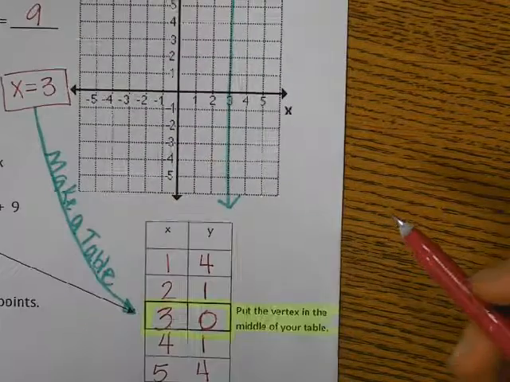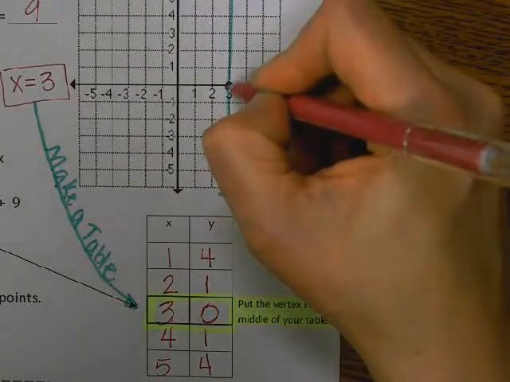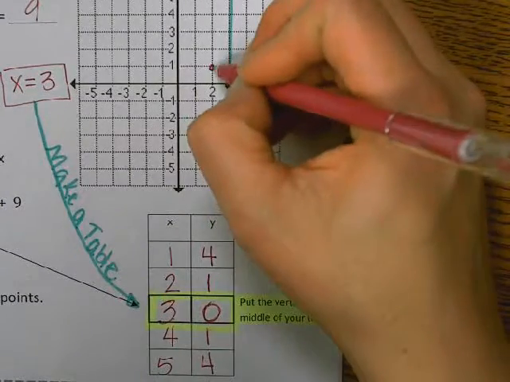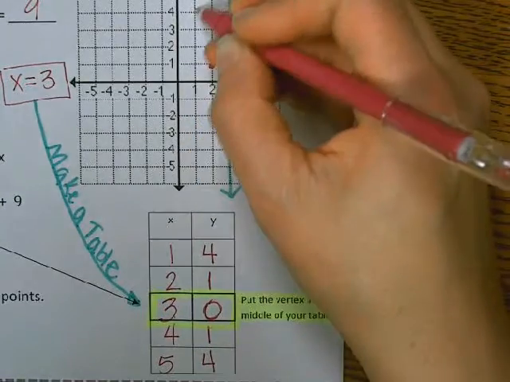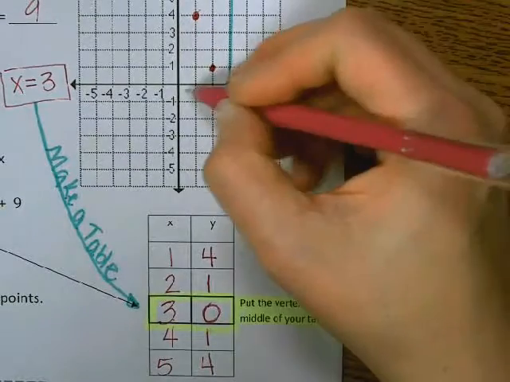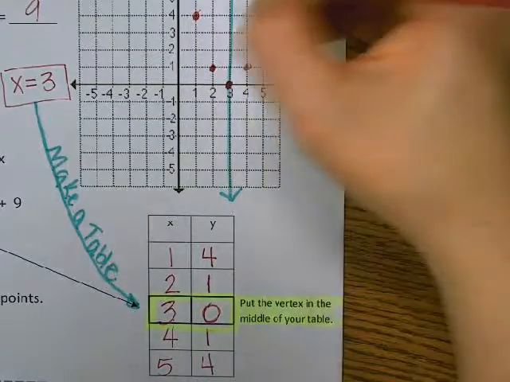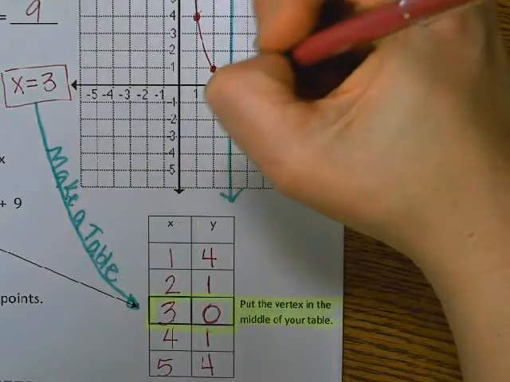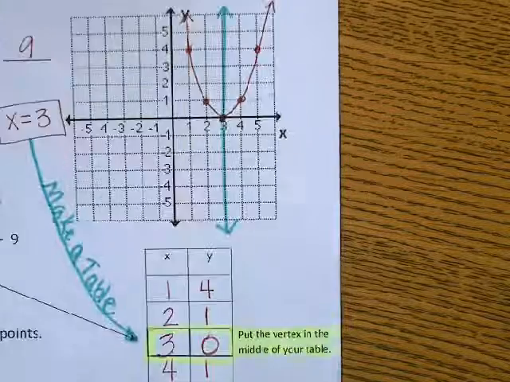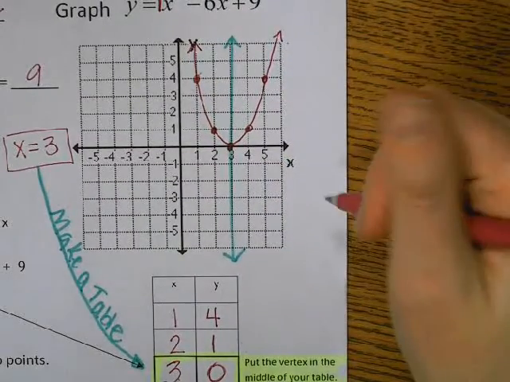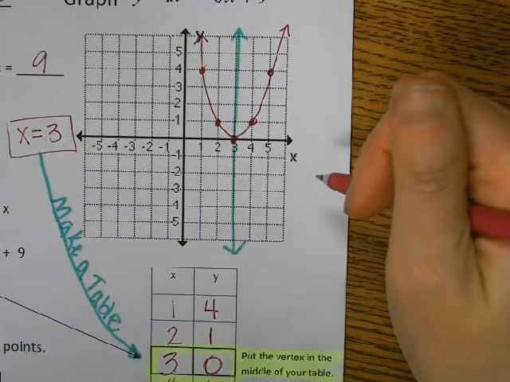And now we're just going to graph those points. So 3, 0, and then 2, 1, and then 1, 4. And over here we're going to have 4, 1, and 5, 4. And that's your graph. Don't forget to draw your arrows because the graph doesn't just stop there. The table keeps going, so does your graph.